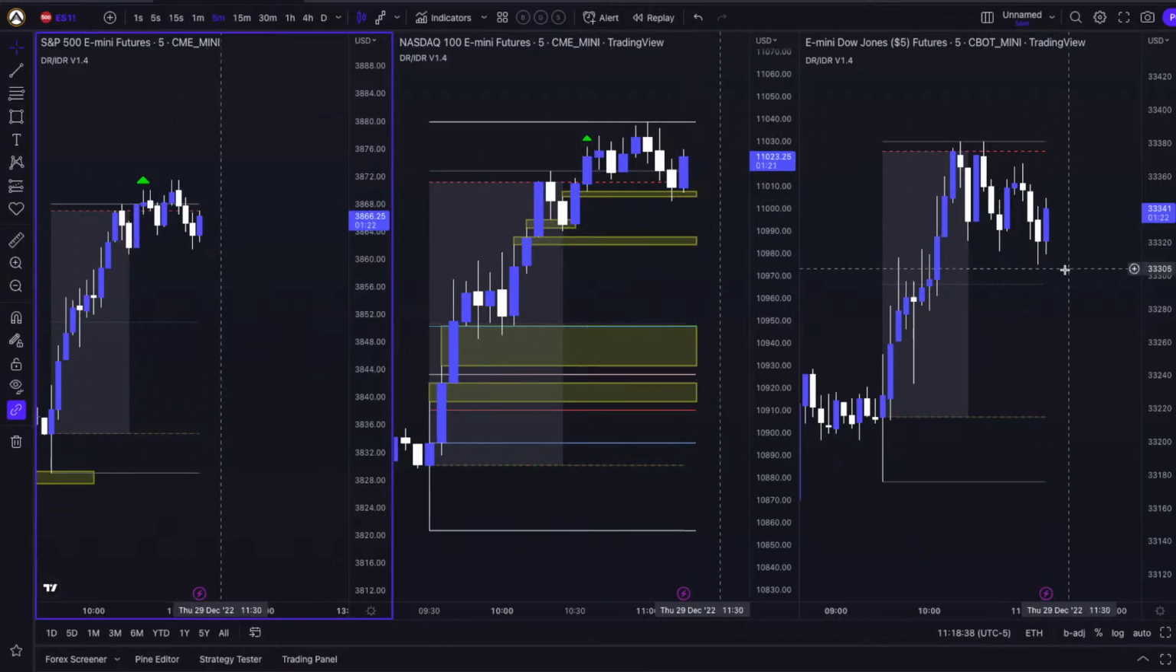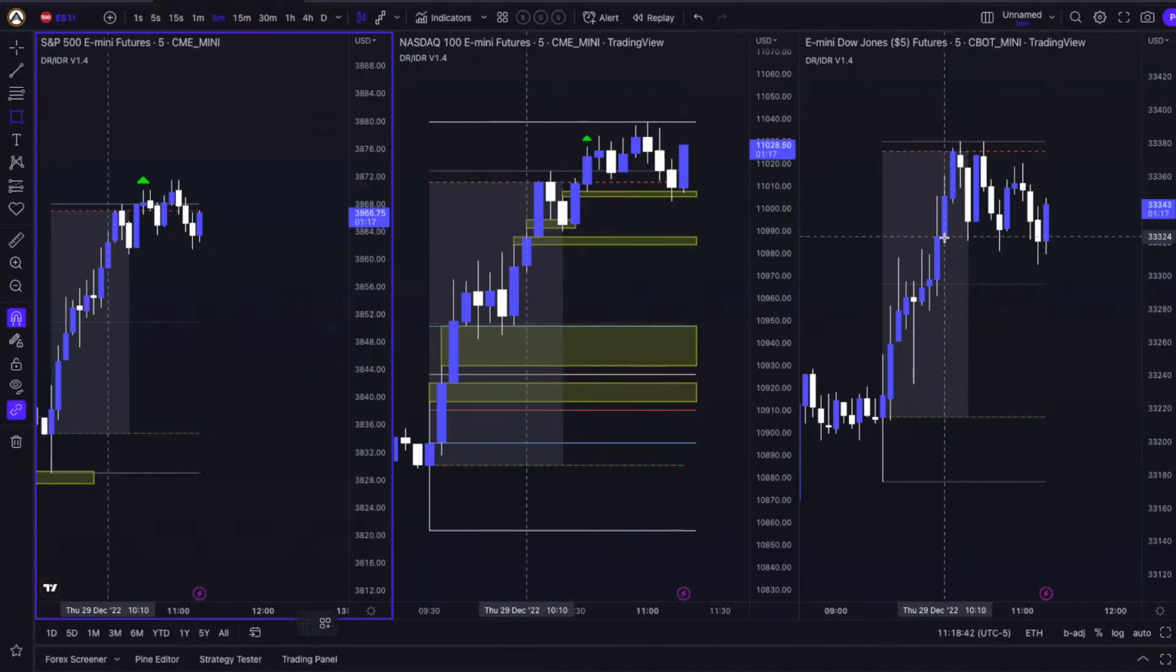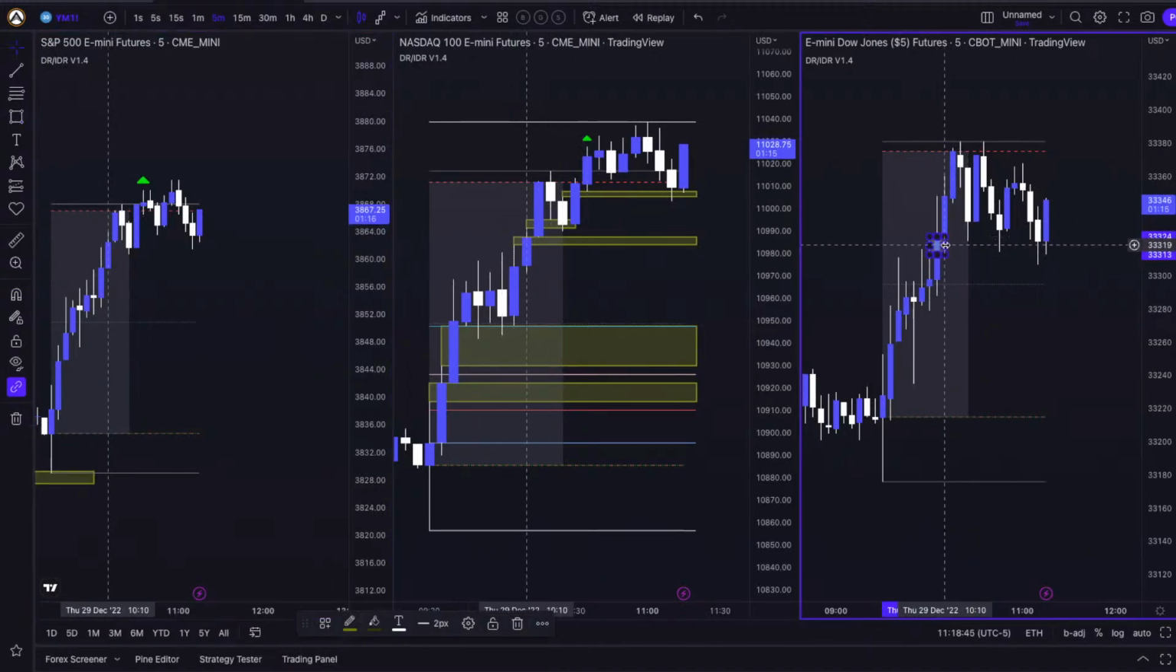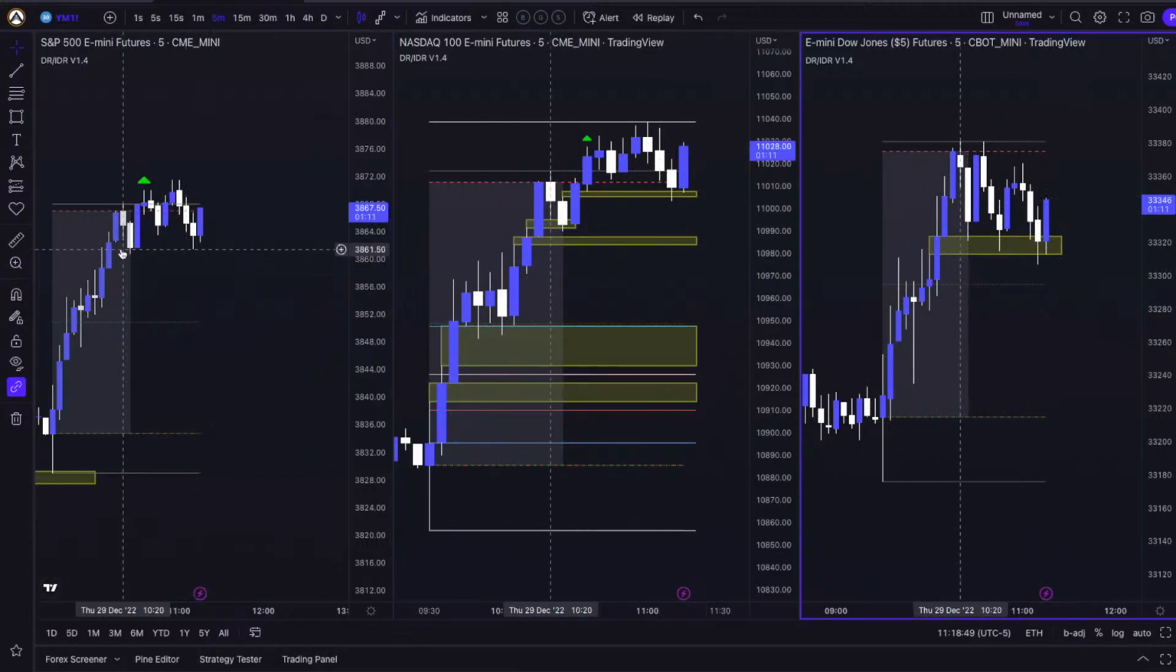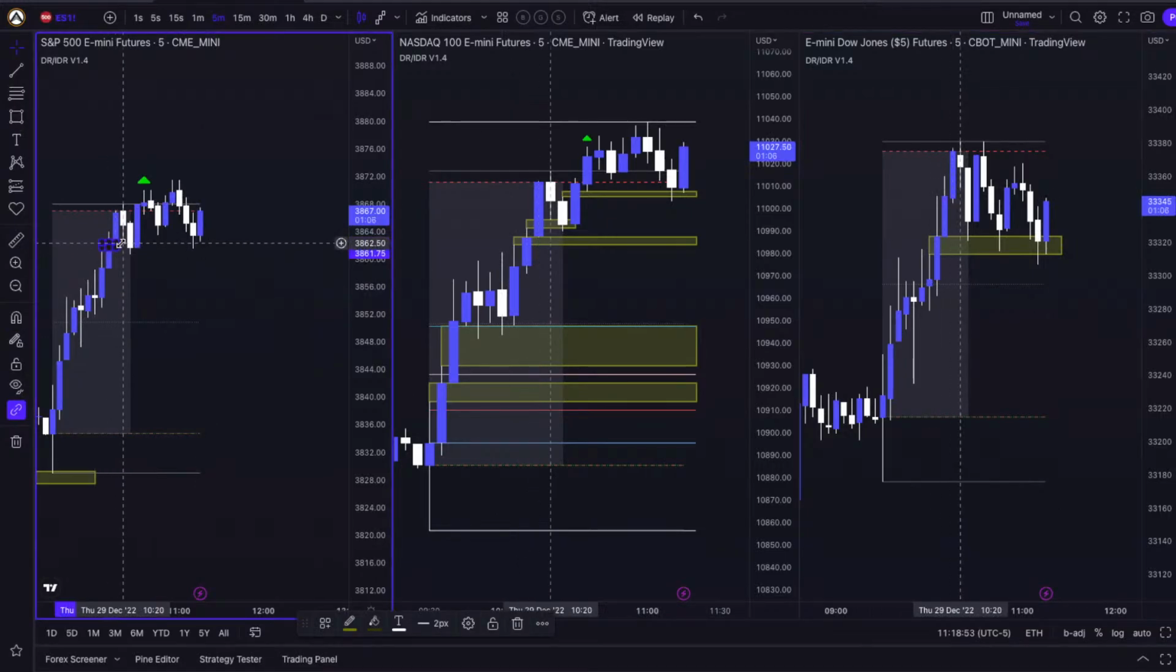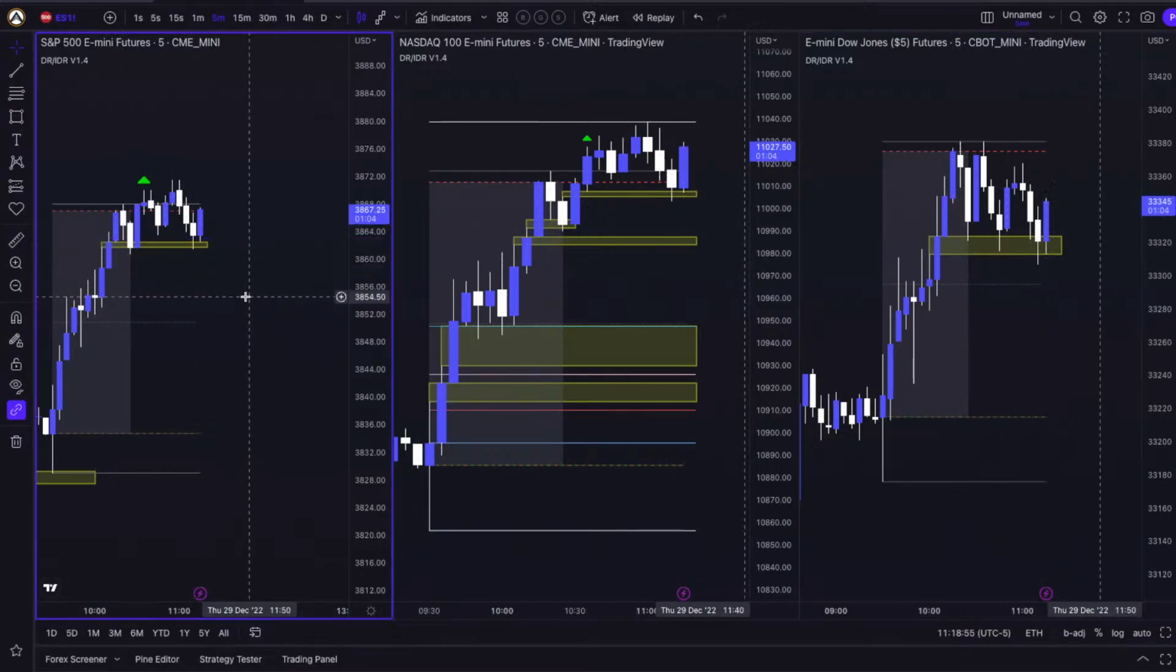All right. We also have a small fair value gap that we could draw in on US30 right here. Boom. And an old fair value gap, a very small one, here on the SP500.